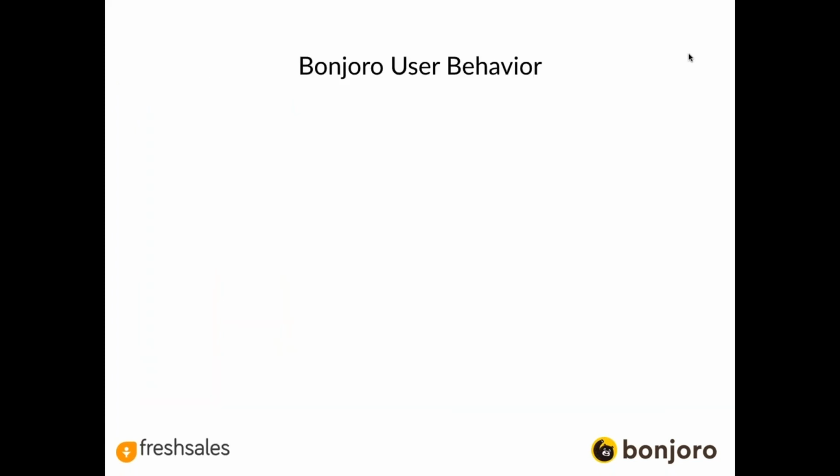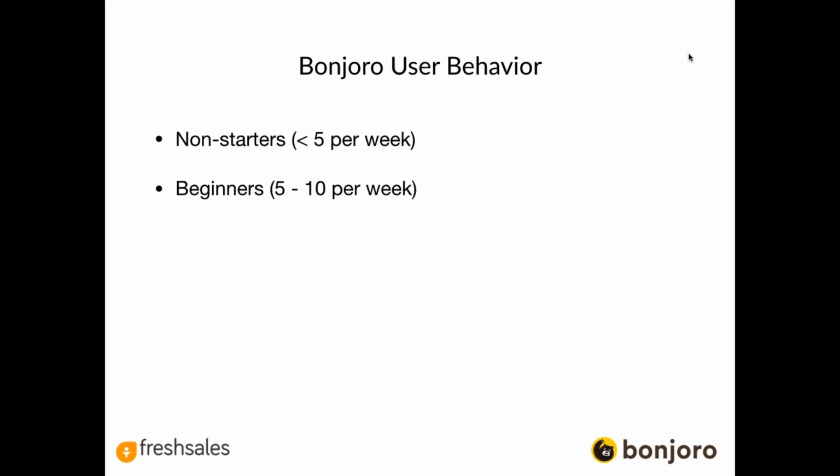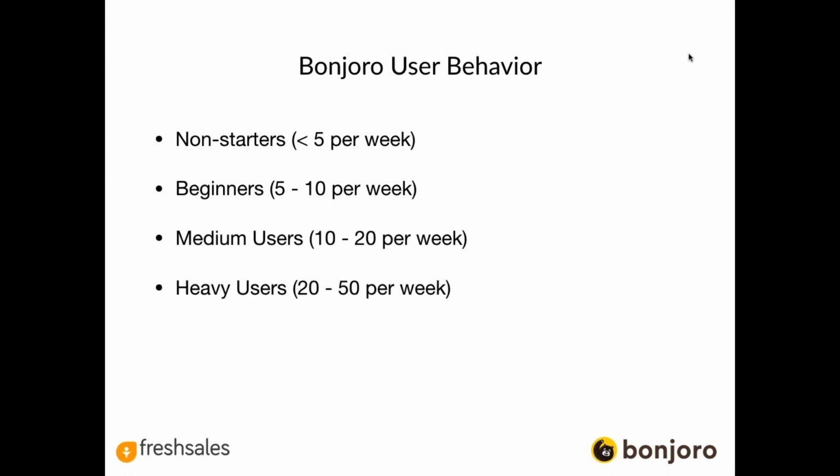We followed that same process, and we segmented our customers based on different usage behavior. What we came up with was 5 different types. The first were non-starters: people who sign up for Bonjoro and send less than 5 videos per week to their customers. The usage was low. Next were beginners, who send somewhere between 5 and 10 per week. Then we had medium users at 10 to 20, heavy users at 20 to 50, and power users at 50 plus per week.